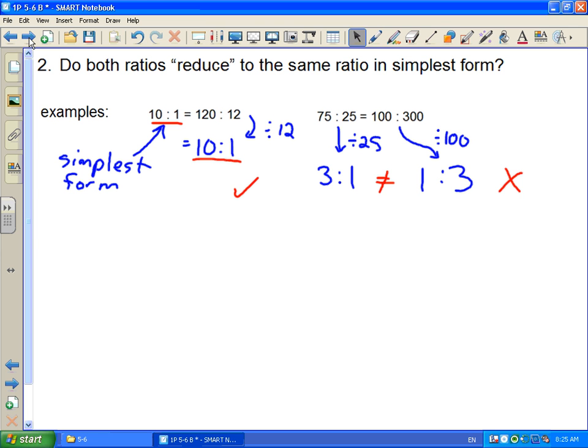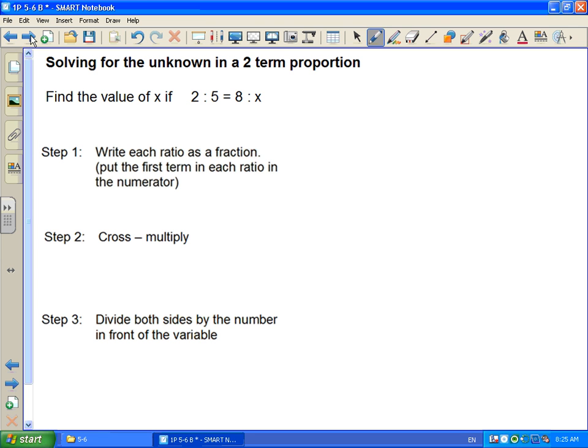Now, probably the most important thing that you want to take away from this lesson is what we're going to take a look at next. We're going to take a look at solving proportions. Okay? So often what you're given is a question like this one here. Find the value of x if 2 to 5 is equal to 8 to something. Okay? And we want to know what that something is.